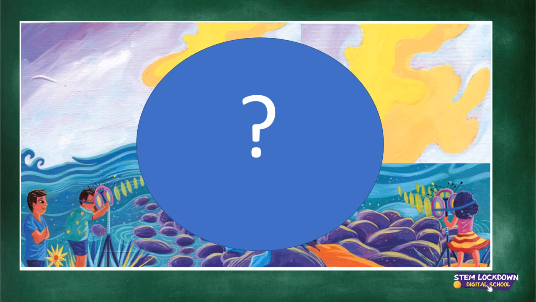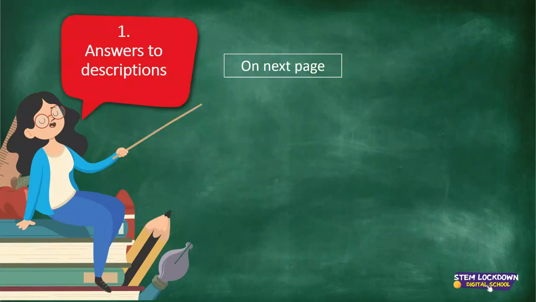Could you guess? Take a guess and remember to write down your 3 points. Now, as we go along, you're going to have to keep a record of the marks that you get for each thing. Okay, so let's give you your answers.